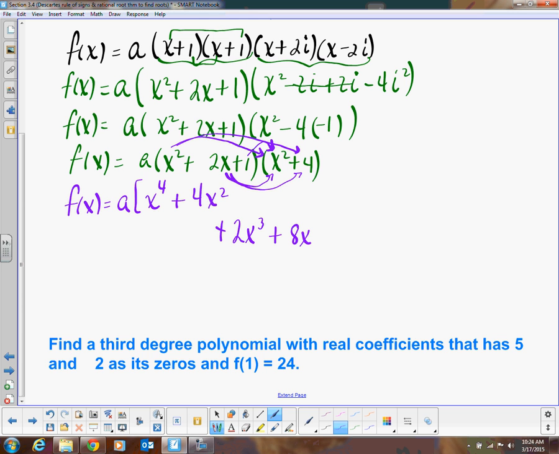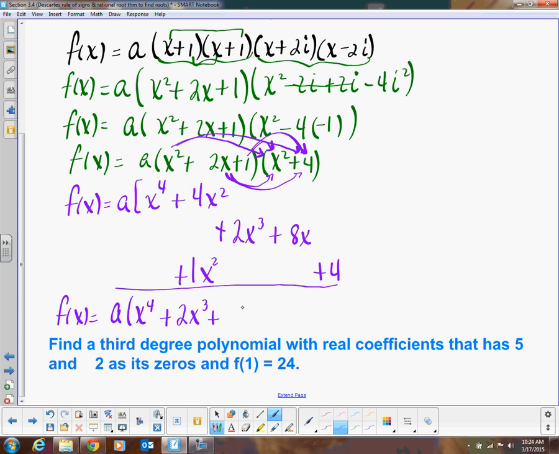I'm combining my like terms. What's 1 times x squared? x squared. Underneath the x squared, what's 1 times 4? So that kind of looks a bit nasty. It's better if the binomial were in front. So f of x is going to equal a times x to the 4th plus 2x cubed plus how many x squareds? 5x squared plus 8x plus 4.